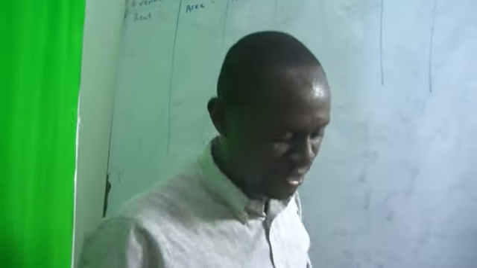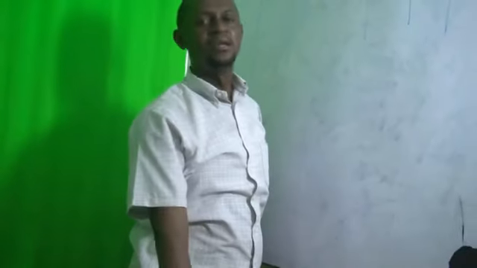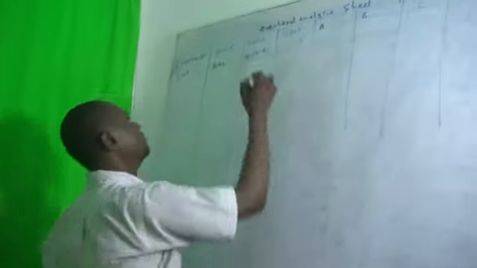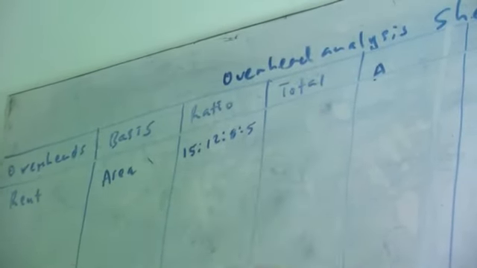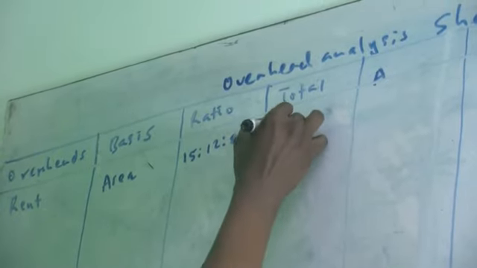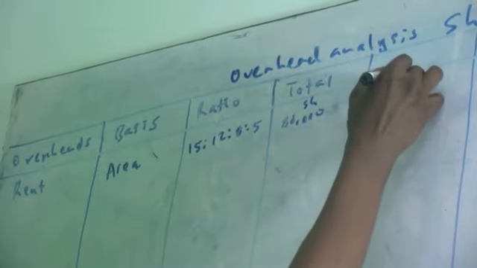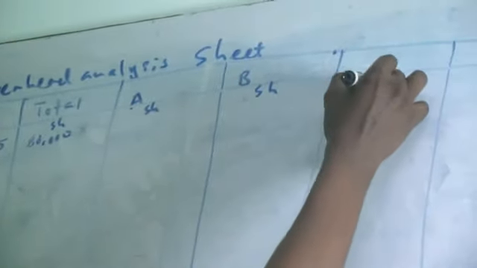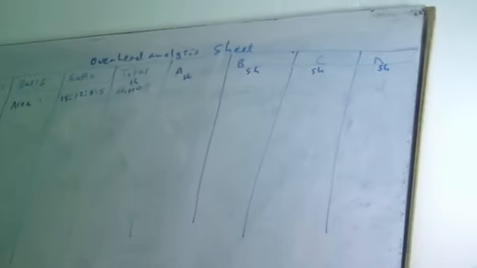800 divided by 100 is 8. And finally 500 divided by 100 is 5. So the total overheads which we want to reapportion are shillings 80,000. Now these 80,000 are in shillings, so let's not forget that they are not in euros or dollars. So let's start reapportioning.